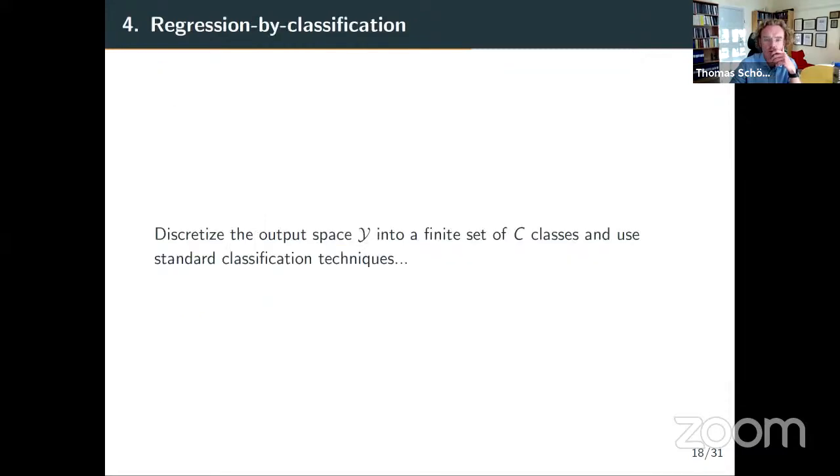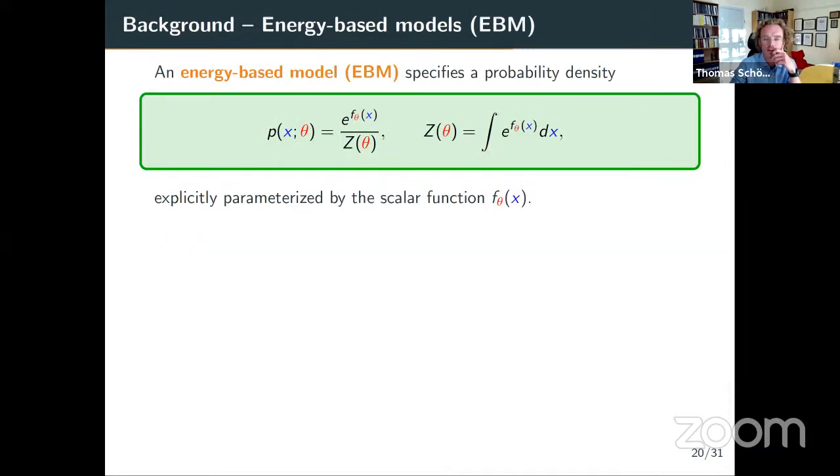So for back here, there is of course nothing forcing us to use the exponential here.